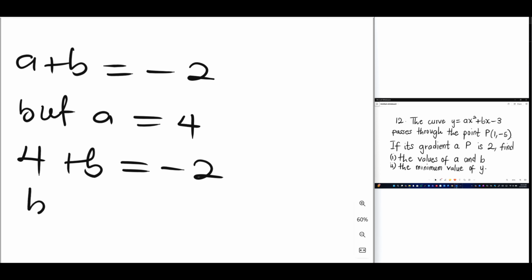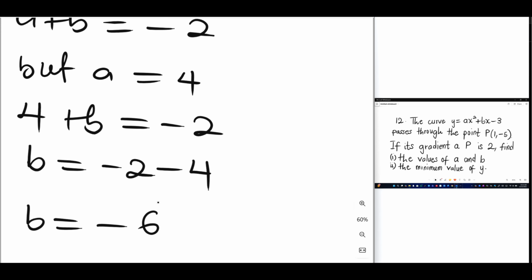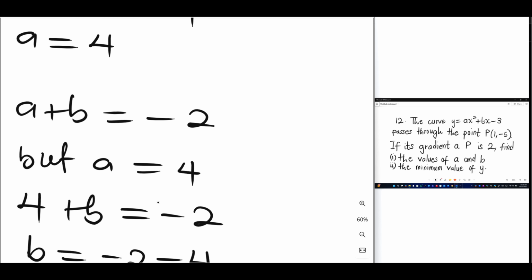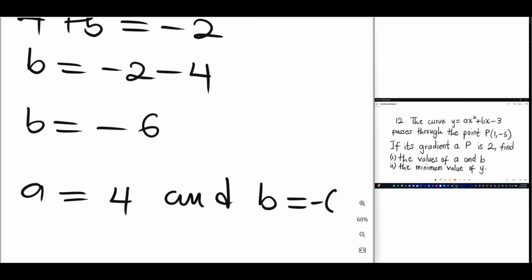So we are going to make b the subject here. You transpose the 4 to the right hand side, it's going to be negative. So negative 2 minus 4 will be the value of b. So b becomes negative 6. So we conclude that a is equal to 4 and b is equal to negative 6.